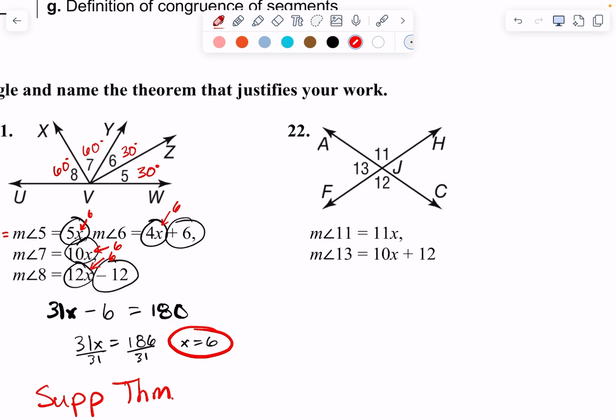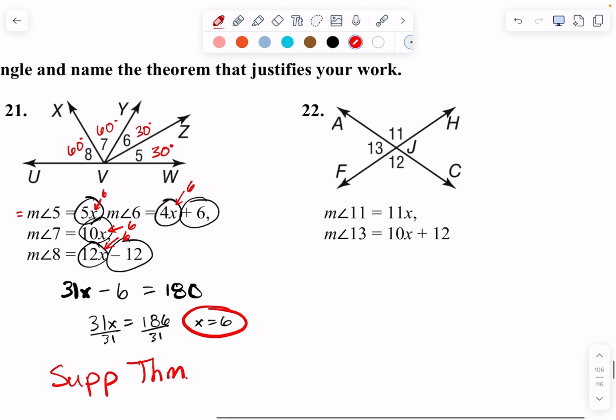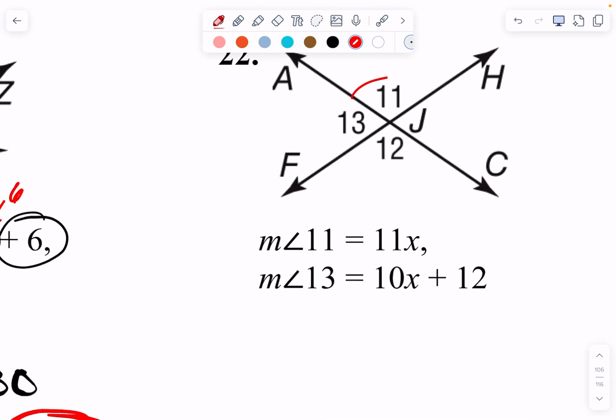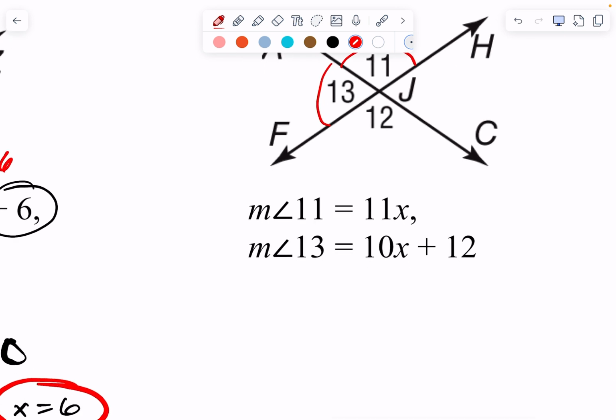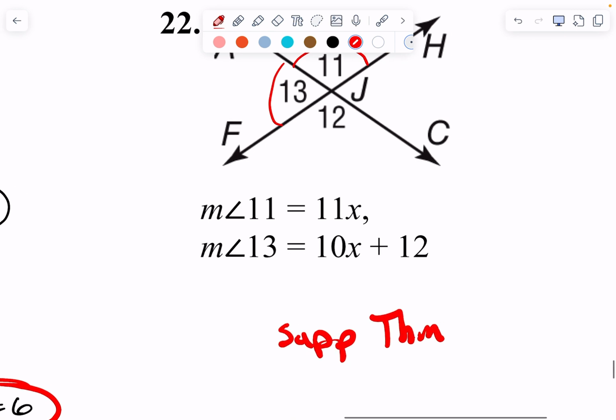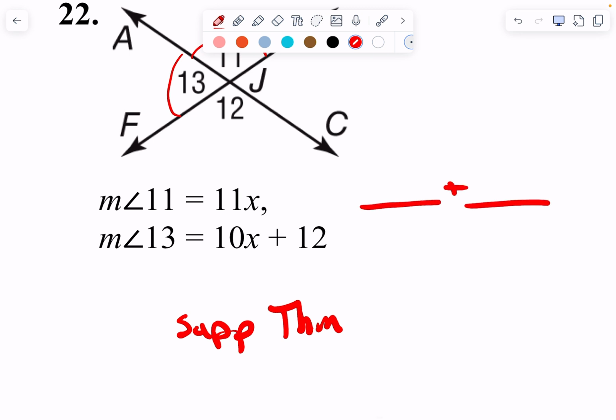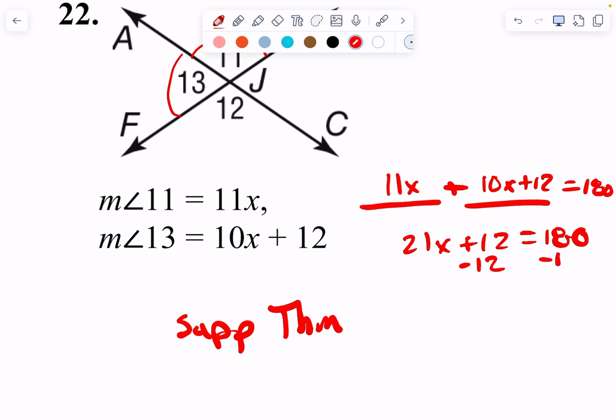Now, 22. We have 11, 12, and 13, but they only give me labels for 11 and 13. Vertical angles. Nope, 11 and 12 are vertical angles. Oh, I thought it said 12. My bad. They're supplementary. You could say supplementary, or in this case, linear pair. Supplement theorem. If we add those two together, they are 180. 11x plus 12, 21x plus 12 equals 180. Minus 12, minus 12. 21x equals 1.